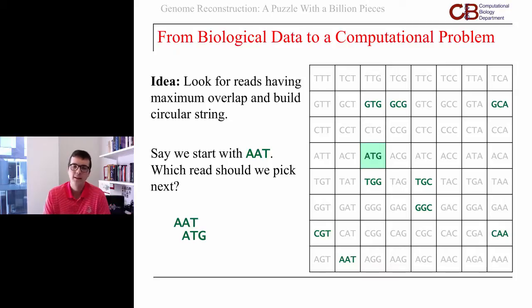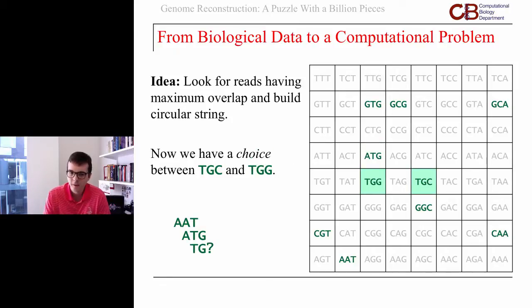So we say, okay, we know AAT overlaps with ATG. So we're going to start building the genome. But then we say, okay, what's next past ATG? Well, it's going to have to be something that overlaps with ATG and starts with TG. So we're going to say it's TG something. But now we have a choice to make. We could say it could be TGC or it could be TGG, and we have to choose between those two options.